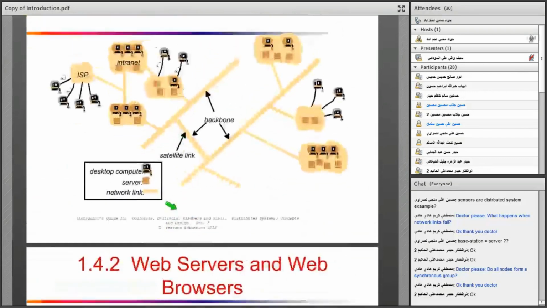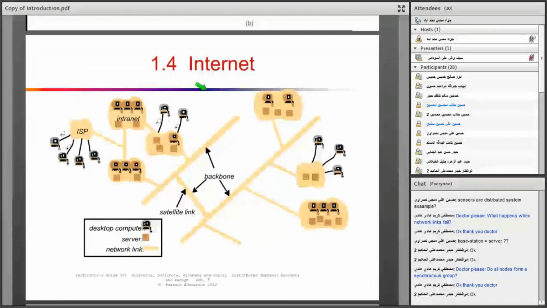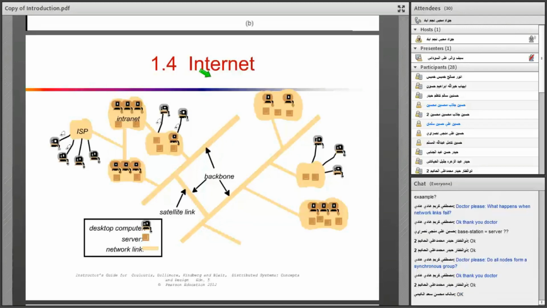Okay, Saif, thank you. In the next slide, you can see the internet. The internet is a wide area network which consists of many devices connected through different links and different technologies. It can be wired or wireless. It's the biggest distributed system in the world.